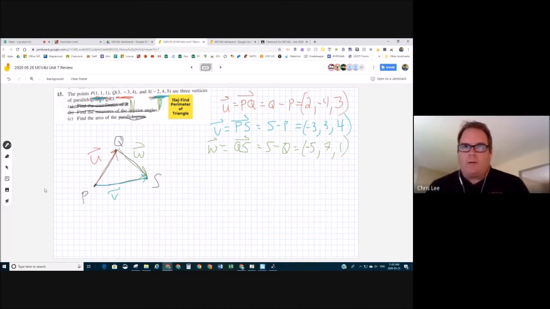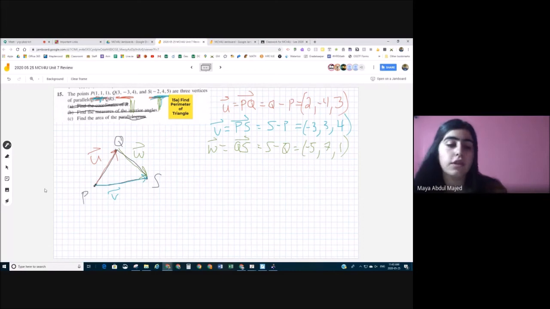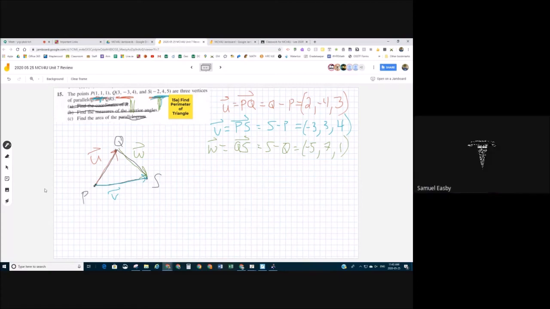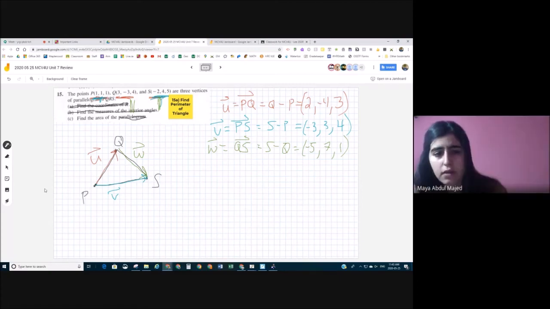Okay, good. Any questions so far? I have a question. I think you talked about this though. Like, can you do SP? Absolutely. SP, and then just do the opposite, but you're going to get a different number for your components.